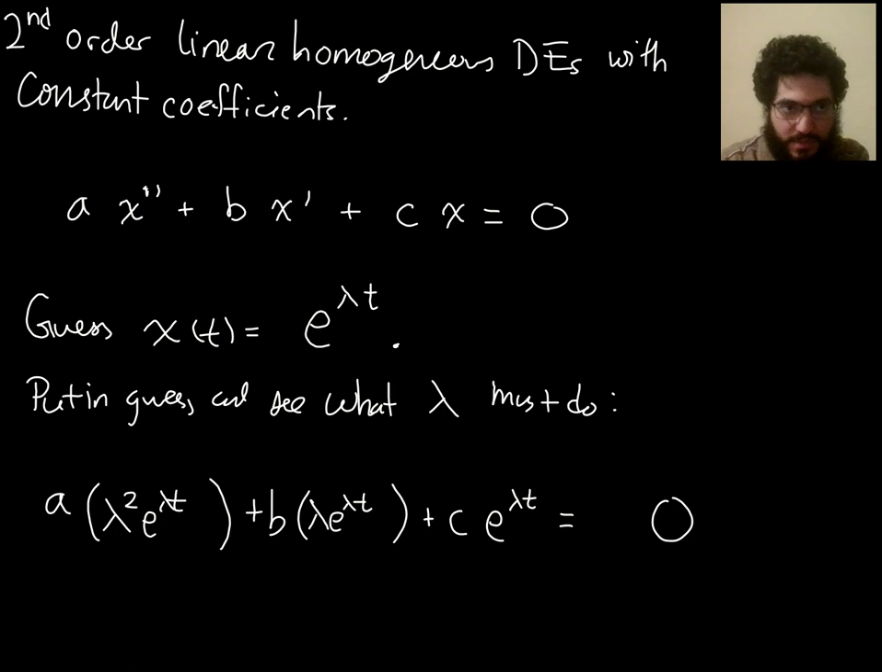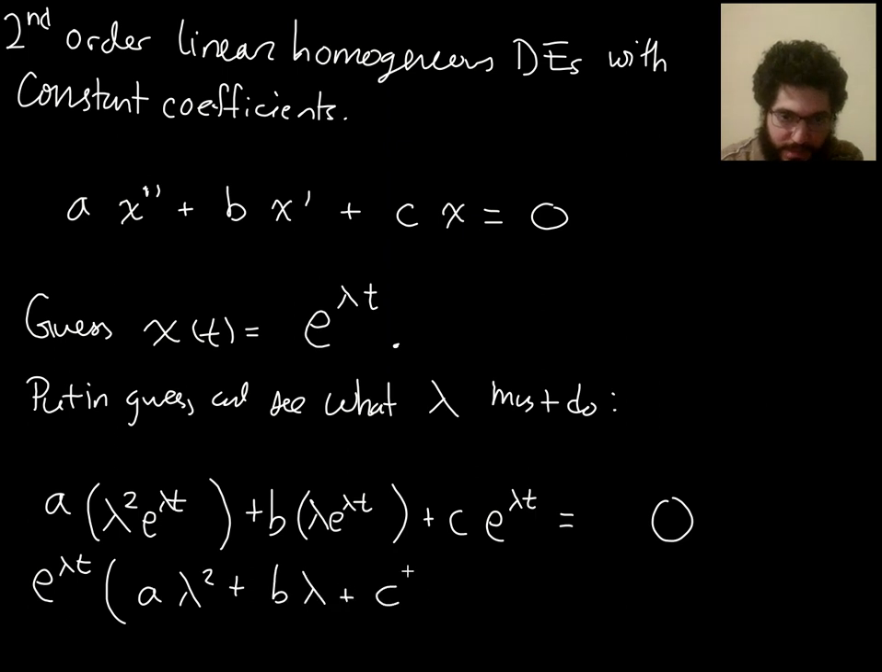So the first thing to notice is that there's an overall factor of e to the lambda t being multiplied by everything, right? So you can pull it out. It's e to the lambda t times a lambda squared plus b lambda plus c. And this is why it's such a good guess, because you can pull out the e to the lambda t and then totally get rid of e to the lambda t.